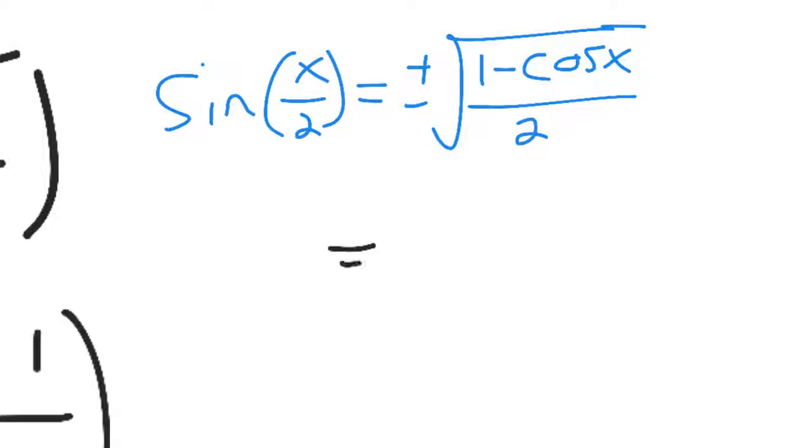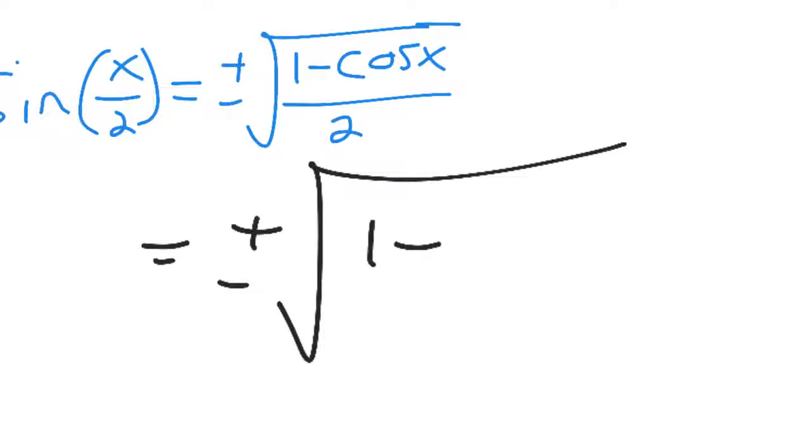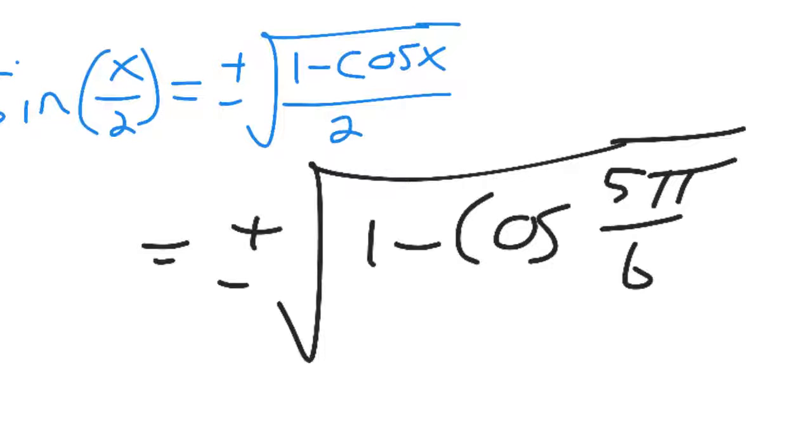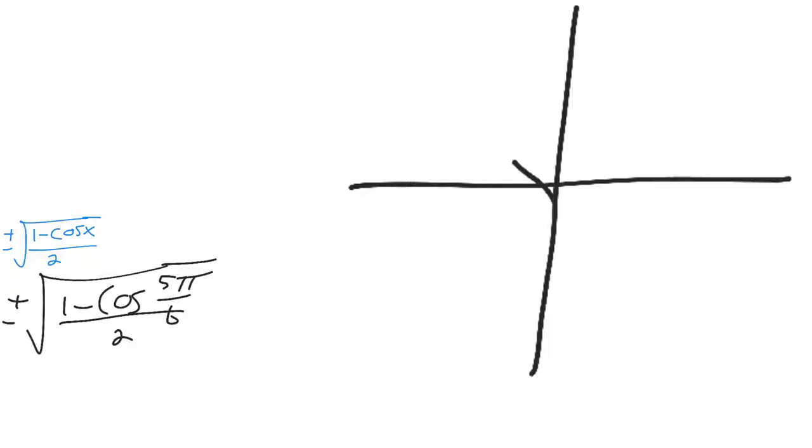So we said for our problem over here, x is going to be 5 pi over 6. So when we plug that in the formula, we got 1 minus cosine of that 5 pi over 6. It's all being divided by 2. So this is something we can solve. Let's set that aside. 5 pi over 6. The angle is a little less than 1 pi. 5 pi over 6 is less than 1 pi. So the angle looks something like that.